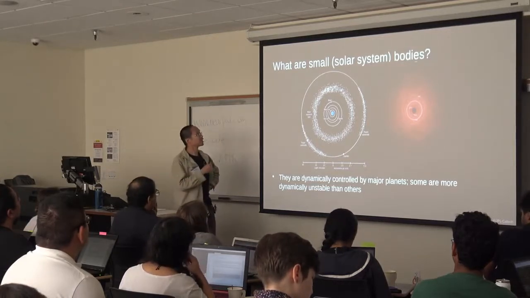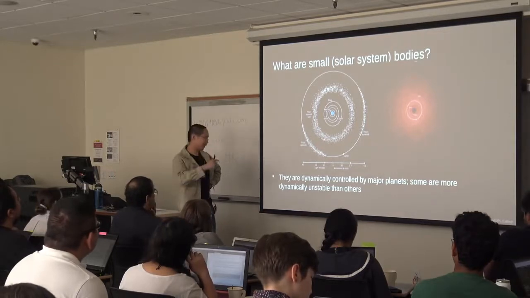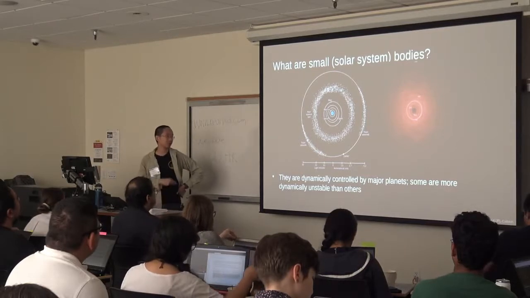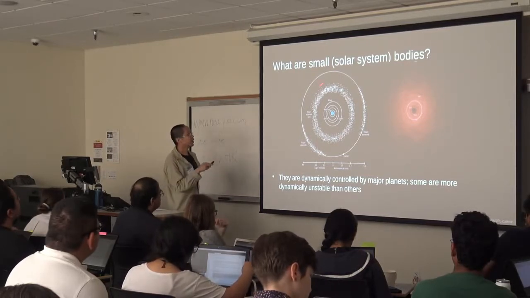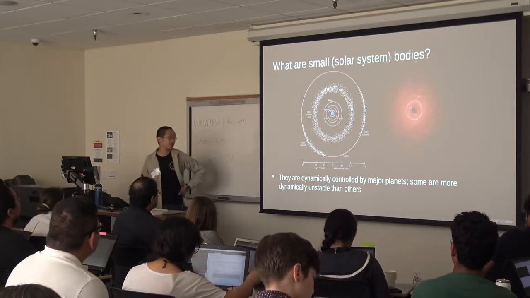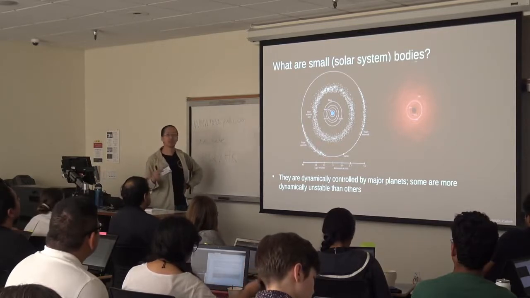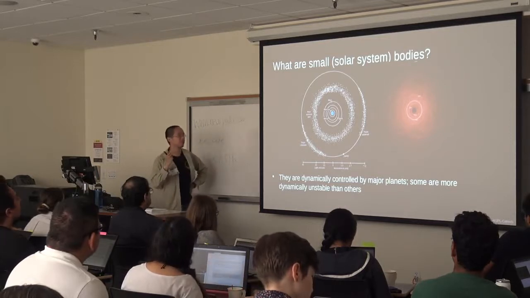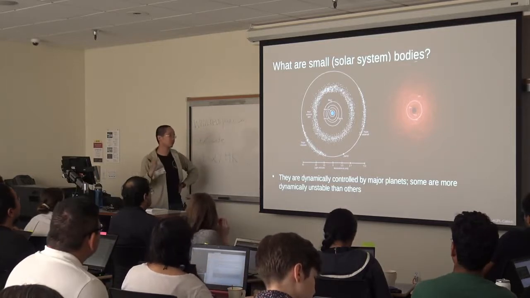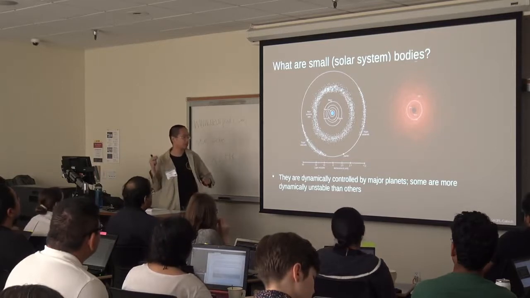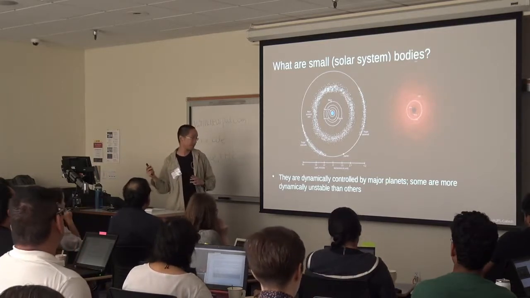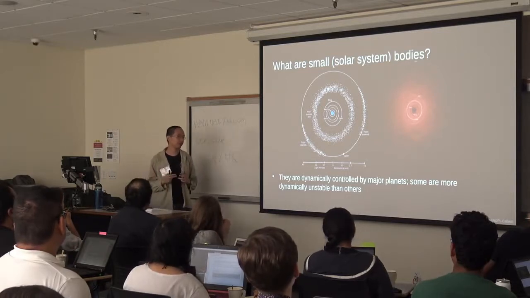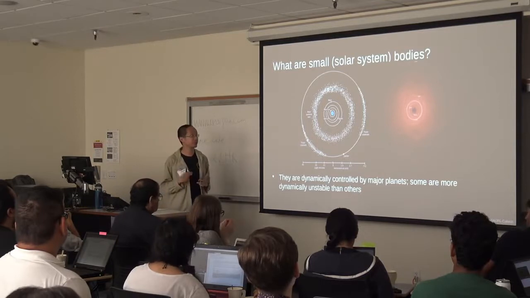And another thing about asteroids and also comets is that all of them are somewhat dynamically controlled by major planets, mostly Jupiter. Objects in the main asteroid belt are pretty stable. They have been there for billions of years. Near-Earth asteroids cross the orbit of Earth, and most times Mars, and sometimes Jupiter. They often have a close encounter with Earth and other major planets, making them dynamically unstable. The dynamical lifetime of near-Earth asteroids is something like a few million years.